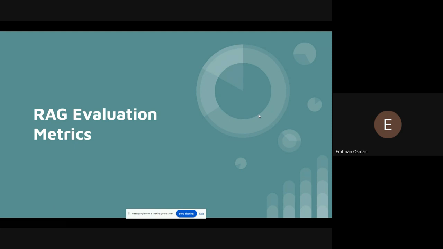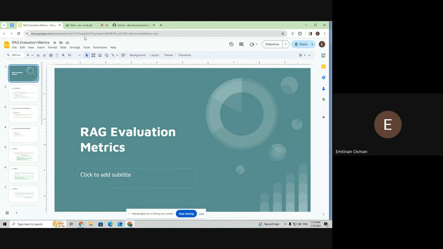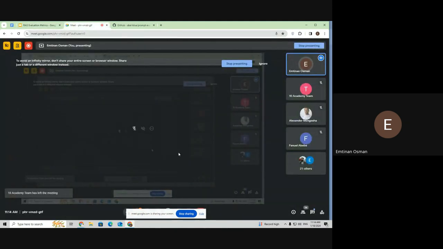Also, yesterday's tutorial by Abel was generating the evaluation data set, which also included metrics that you can measure. So having that, you have some idea about this. Can someone summarize or tell me what is their understanding of how a RAG system can be evaluated, and what is the goal of that?